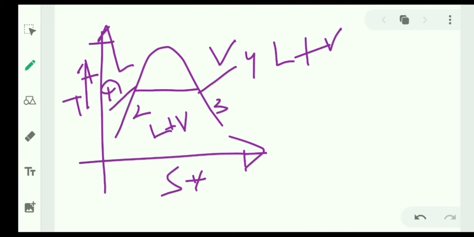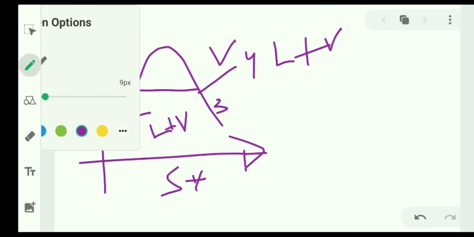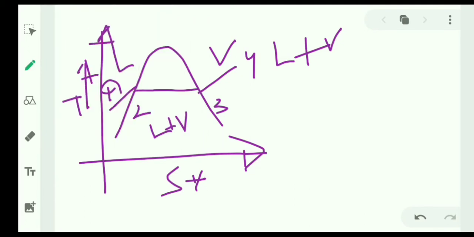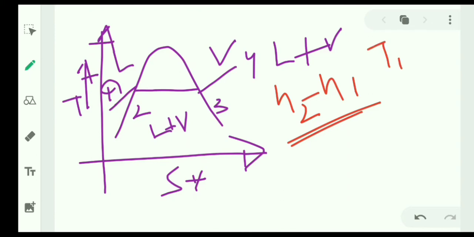So we need to calculate the enthalpy gain from 1 to 2, as well as from 2 to 3 and again 3 to 4. So what is the enthalpy gain? If I need to calculate the enthalpy gain from 1 to 2, I can write H2 minus H1. What is the formula for enthalpy gain? This is a constant pressure process, and here the temperature changed. At point 1 your temperature is T1 and at point 2 your temperature is T2.